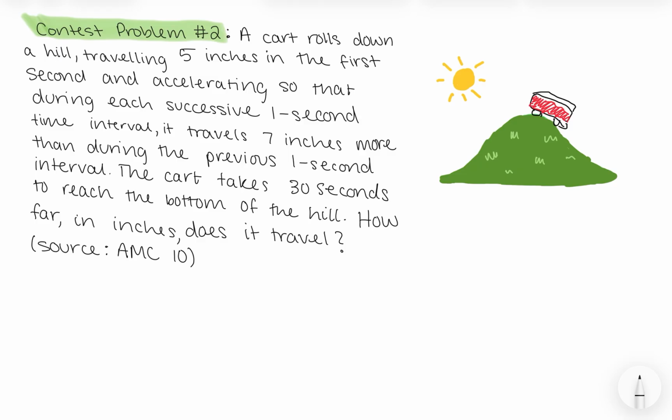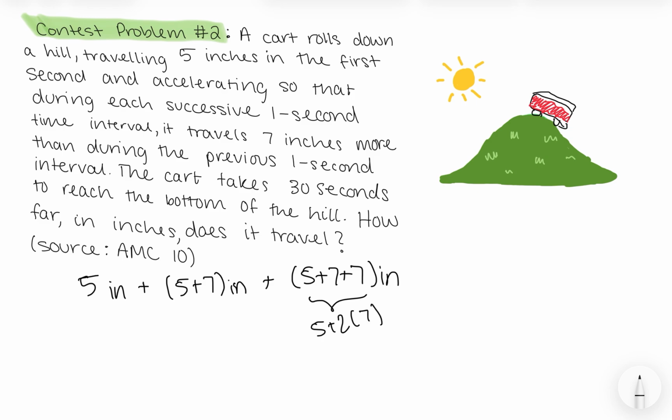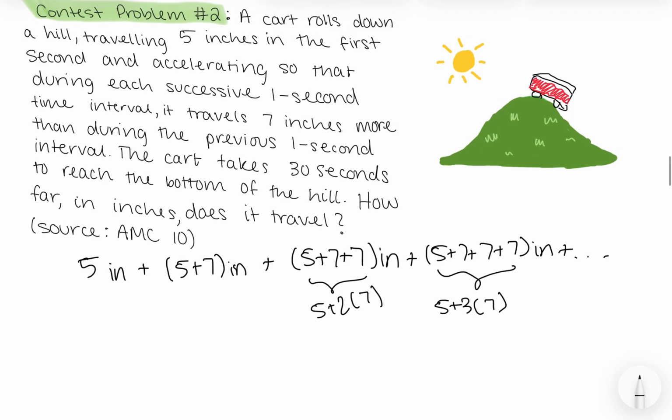So we know that first it travels 5 inches. Then it travels 5 plus 7 inches. Then it travels 5 plus 7 plus 7 inches. And note that this can just be 5 plus 2 times 7 inches. And then it goes 5 plus 7 plus 7 plus 7. And we keep going on like that. And this could be 5 plus 3 times 7. So the important thing to notice here is that this is forming an arithmetic series.